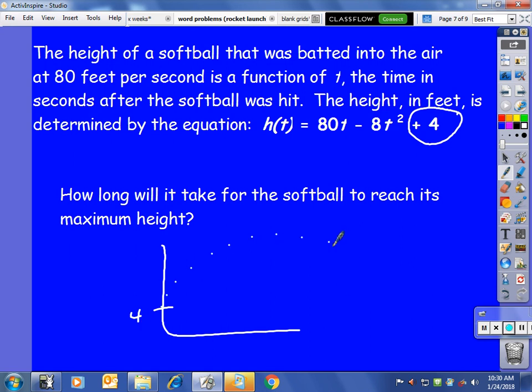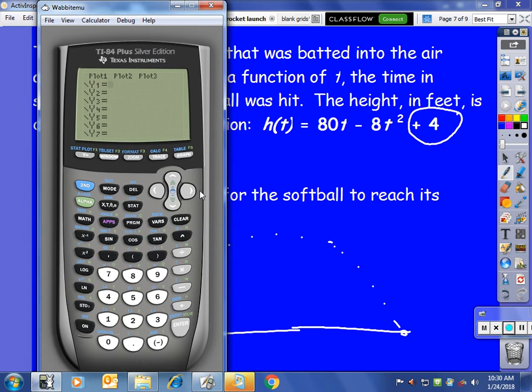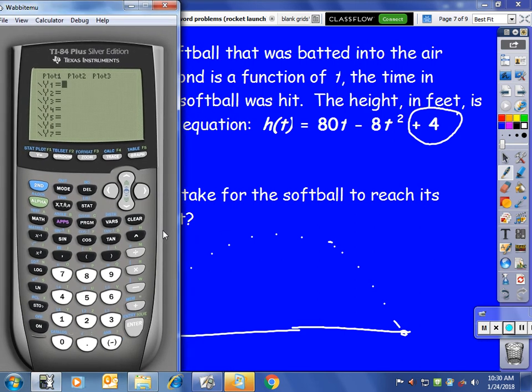It's going to go up, and if nobody catches it, it's going to come back down and hit the ground, just like the rocket did. Do you think it's going to go as high as the rocket? Probably not. Okay, so let's put that into our calculator. I just left it like they had it. 80x minus 8x squared plus 4.